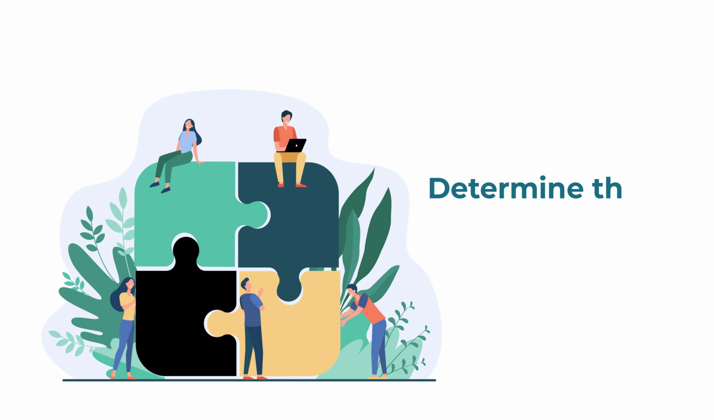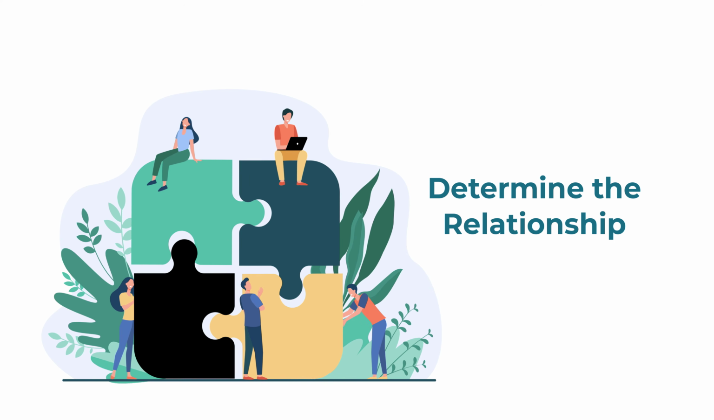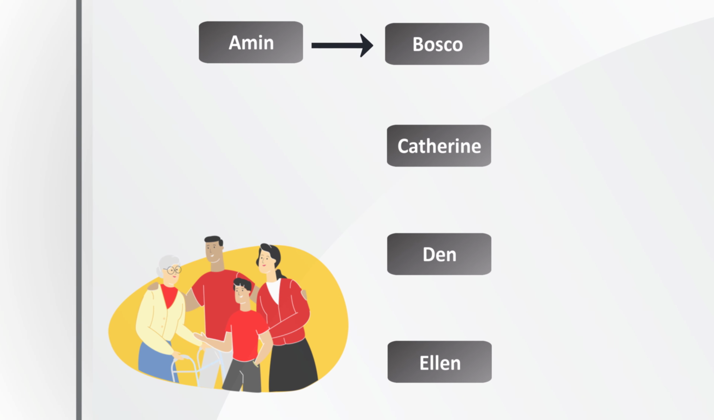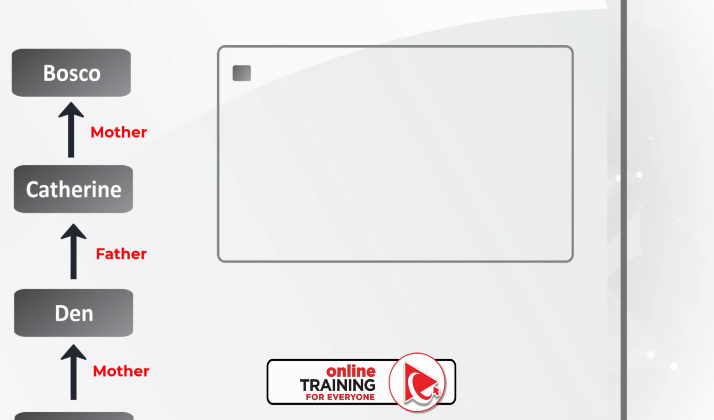The easiest way to determine this multi-generational relationship in the family is to build a diagram. Let's do it one step at a time. Amin is Bhaska's sister. Catherine is Bhaska's mother. Dan is Catherine's father. And Alan is Dan's mother. Now let's look at the conclusions we can draw from this diagram.